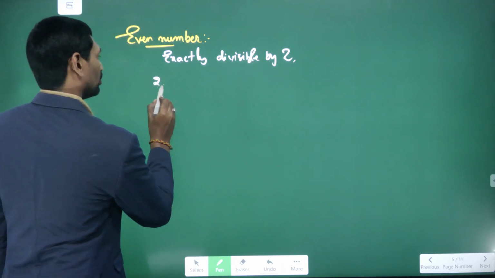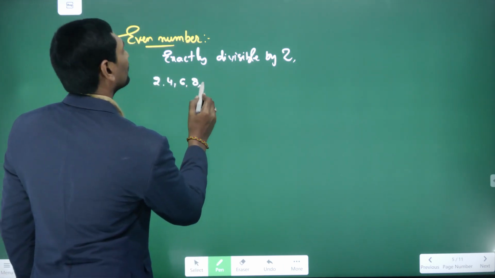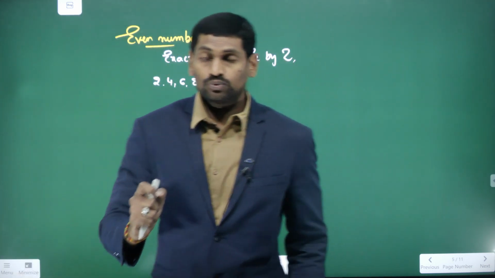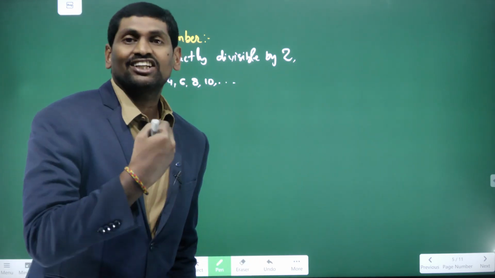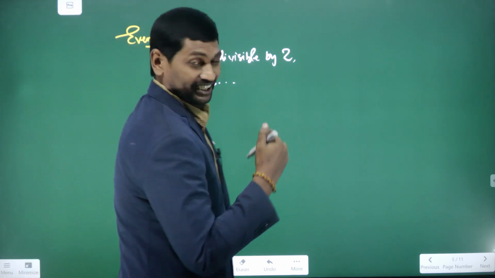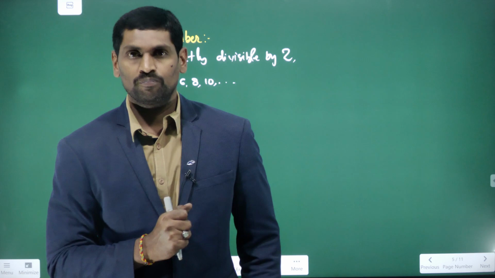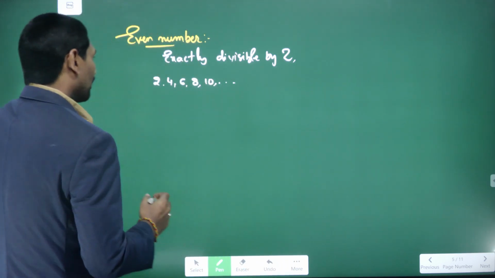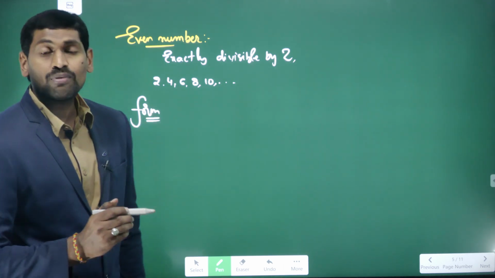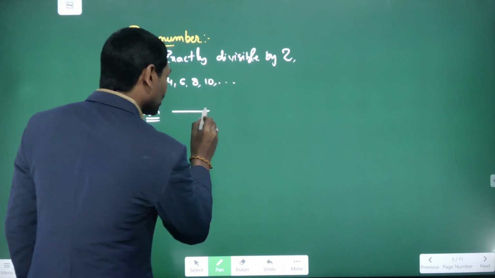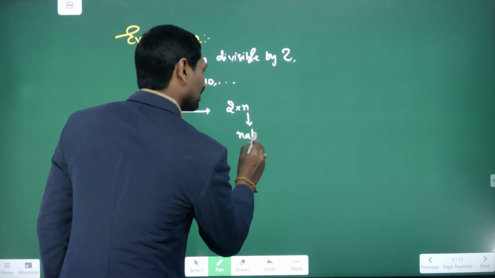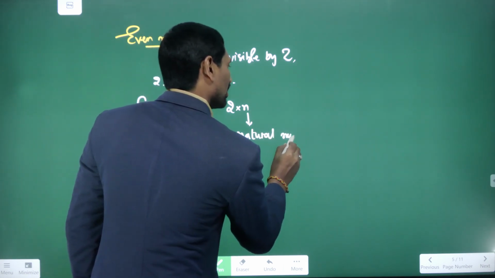So numbers exactly divisible by 2 are called even numbers, nothing but 2, 4, 6, 8, 10 and so on. Simply we can say multiples of 2, or the numbers which come in the 2 table. Right. But what is its form? The form of an even number is always 2 into n, where n is a natural number.